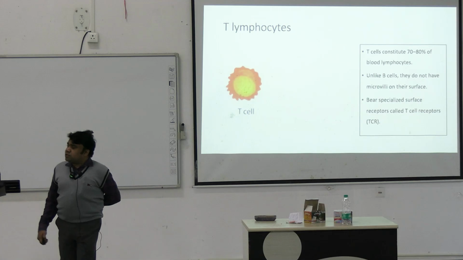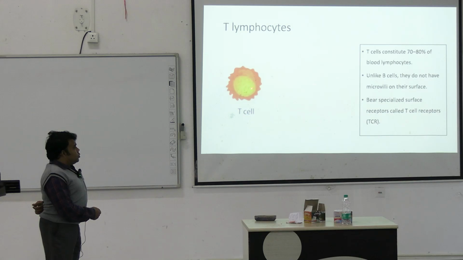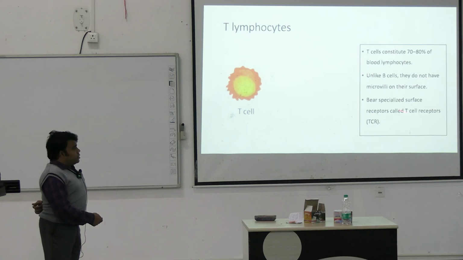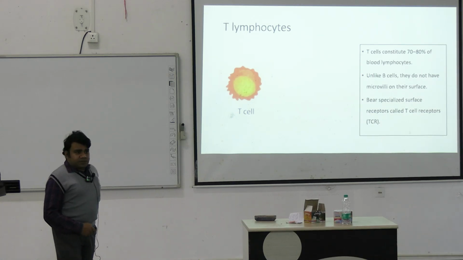Now let us look at these cells one by one. First are the T lymphocytes. T lymphocytes are about 70 to 80% and they do not have villi like the B cells. Villi means projections. However, the T cells have a specialized type of surface receptor called the T cell receptor.